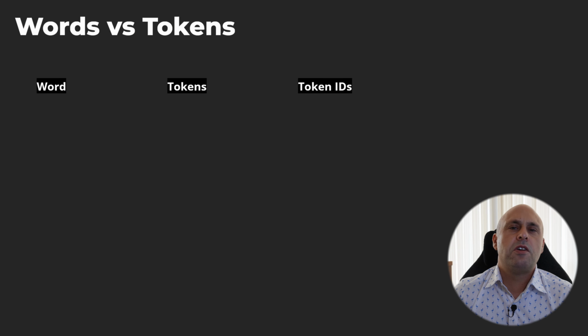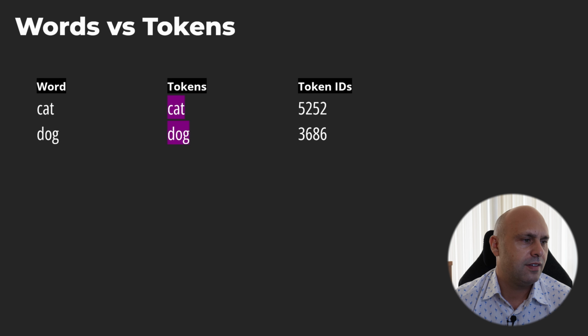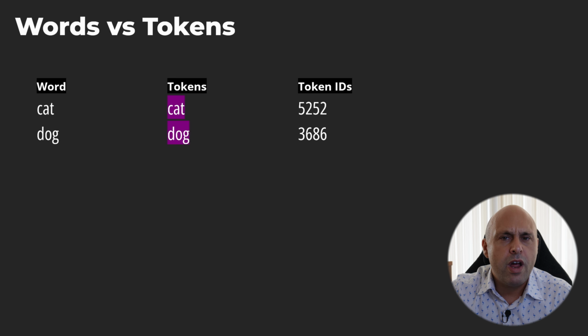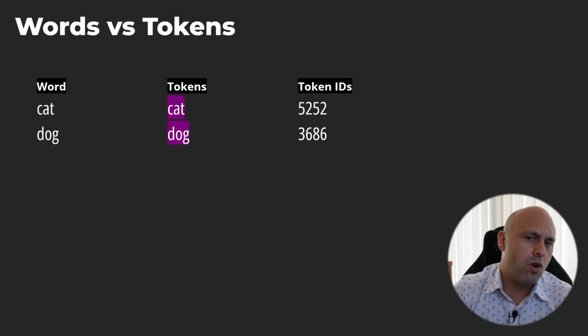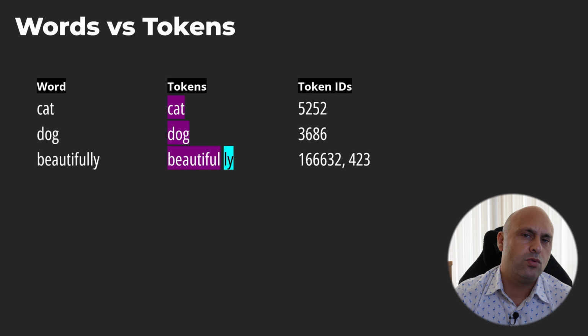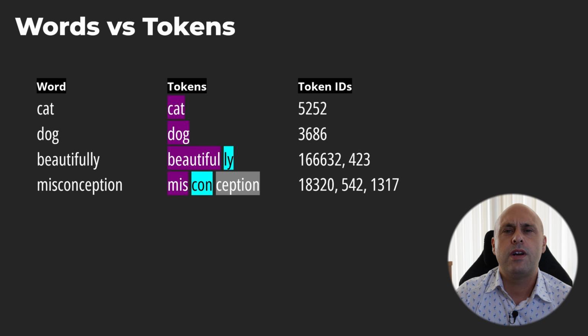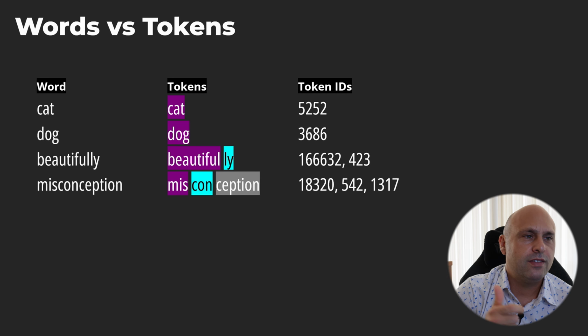Now, for instance, the token cat might be mapped to the number 5252 and dog to 3686, while longer words are split into more tokens. For example, in GPT-4o, the word beautifully is split into 2 tokens, beautiful and ly. Misconception becomes 3 tokens, mis, con, ception. Why is that? There are 3 key architectural reasons.